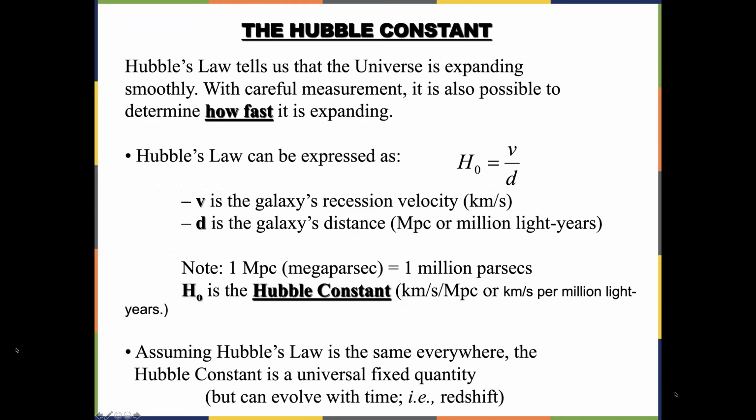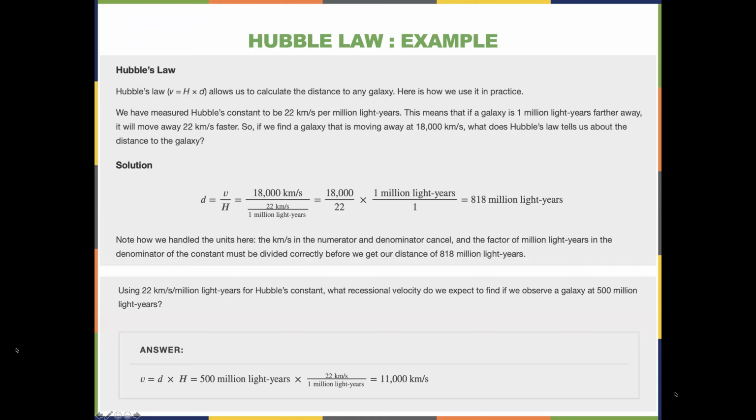And I guess we talked about the Hubble constant and Hubble's law as well, and then we discussed these two examples about application of Hubble's law to find the recessional velocity and also find the distance to a certain galaxy, right?